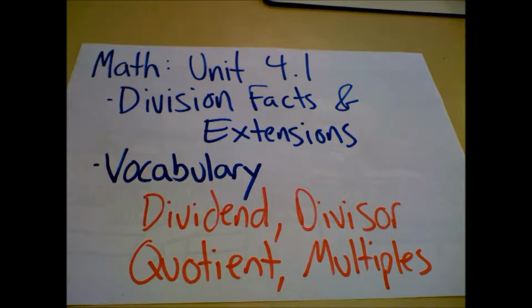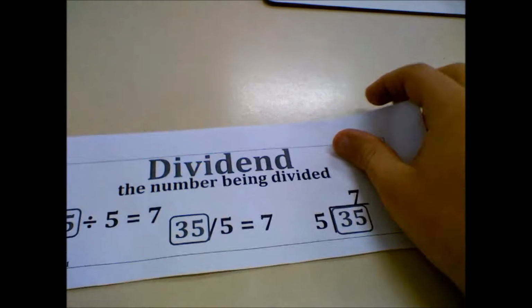This is Mr. Childress, and this is Math Unit 4.1, Division Facts and Extensions. We have 4 vocabulary words that I want to go over, and then we'll get into our division facts and extensions. They are dividend, divisor, quotient, and multiples.